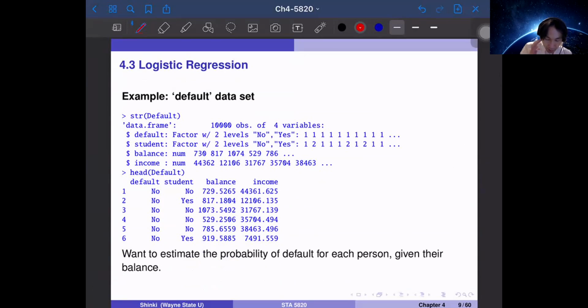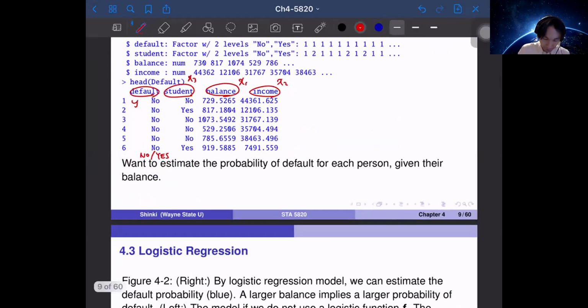Now let's think about an example. This is the default data set with 10,000 observations. X1 is balance, X2 is income, and the default status is the Y. So this is no or yes. We only have two values. X1, X2, and possibly an indicator variable for student, maybe X3.